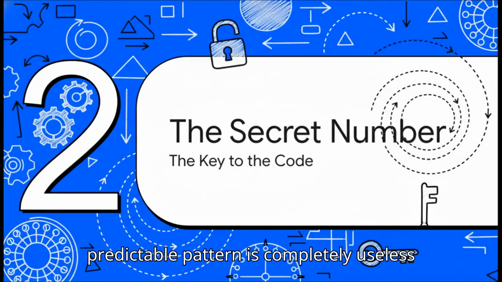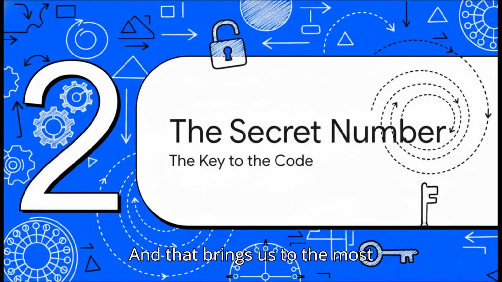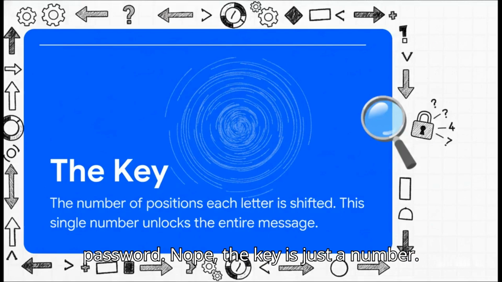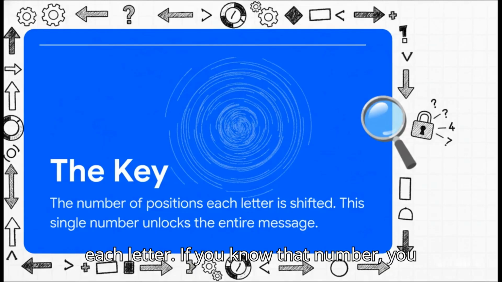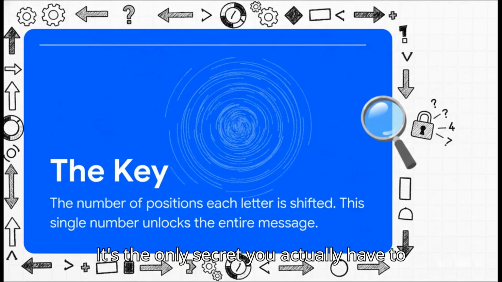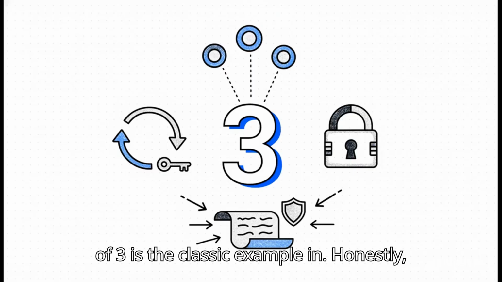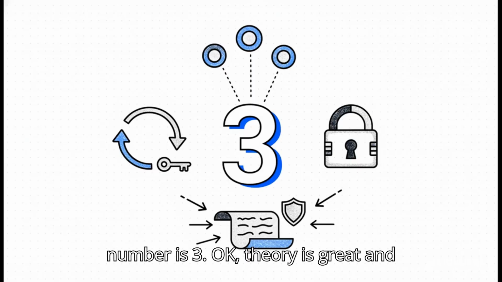But that predictable pattern is completely useless without one crucial piece of information. And that brings us to the most important part of this whole thing, the key. And what's so cool about this is how simple the key is. It's not a physical key or a complicated password. Nope, the key is just a number. It's the secret number of spots you shift each letter. If you know that number, you can lock and unlock any message you want. It's the only secret you actually have to protect. So, for the rest of our explainer, we're going to use a key of 3. It's the classic example, and honestly, it makes it really easy to see what's going on. So remember that. Our secret number is 3.